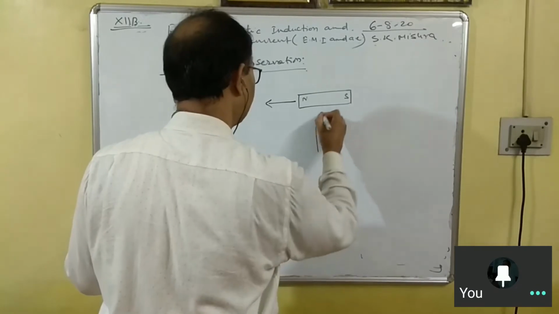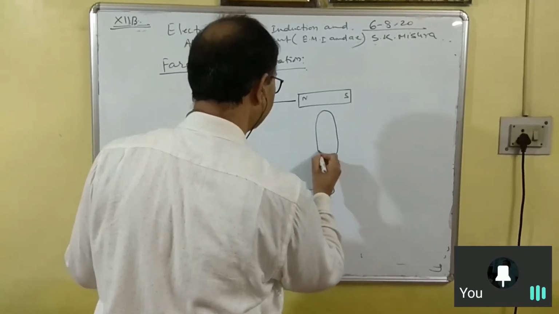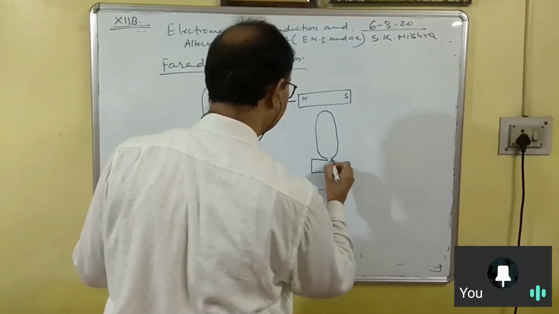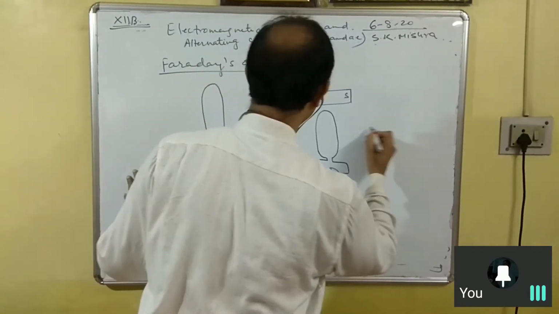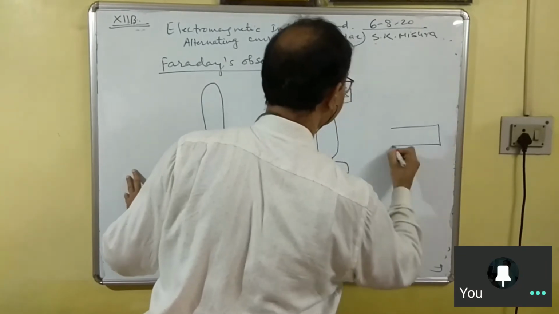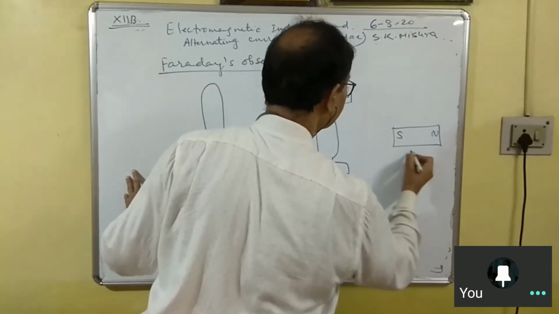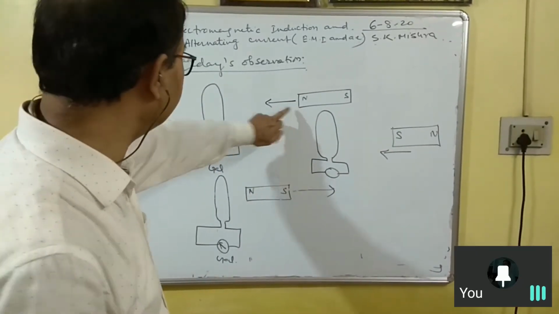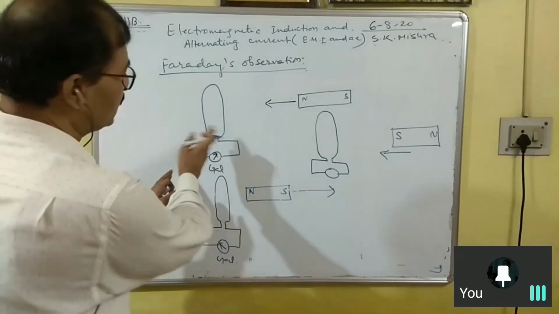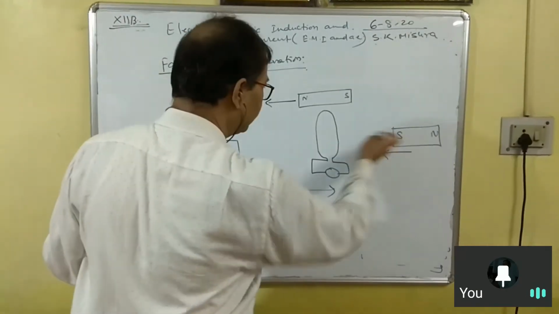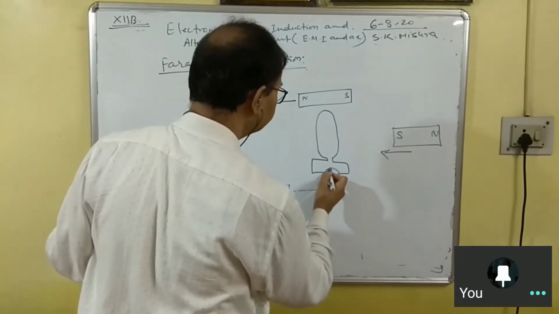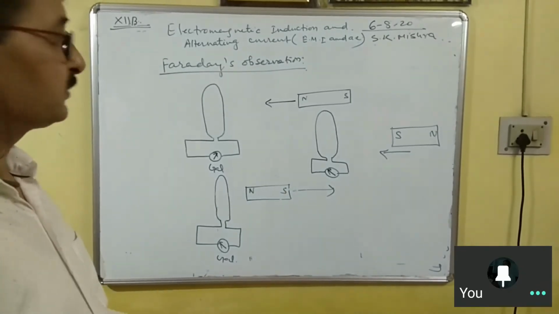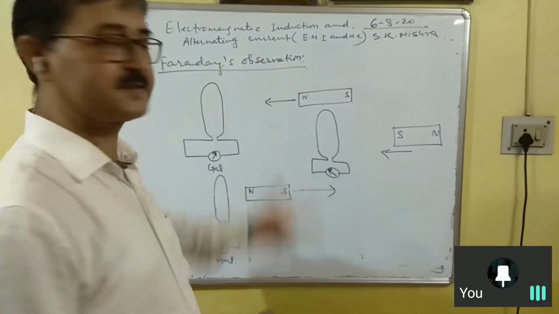So this is the scenario. Here is the galvanometer. Now this time I am bringing the south pole of the magnet towards the coil. Say if the north pole is brought towards the coil, then the deflection is towards the right. Then if the south pole is brought, then the deflection will be left. Deflection will be left. So it means polarity gets reversed.